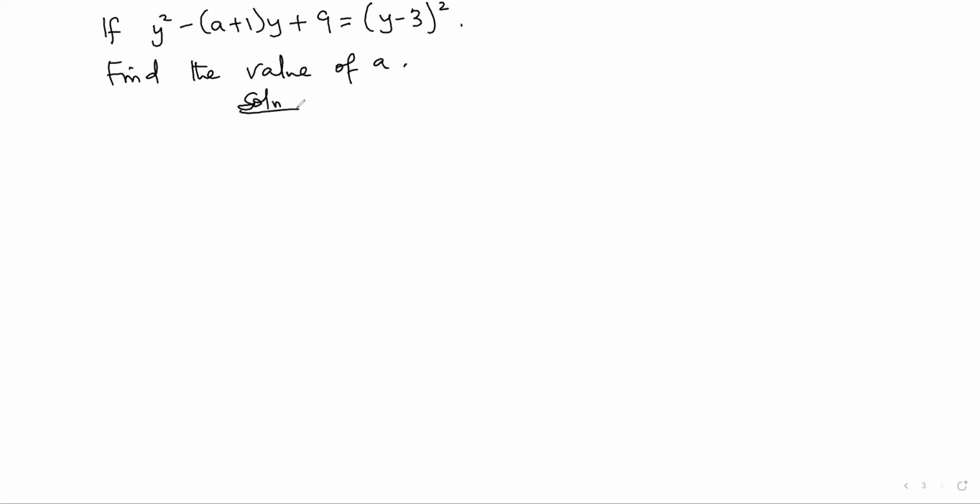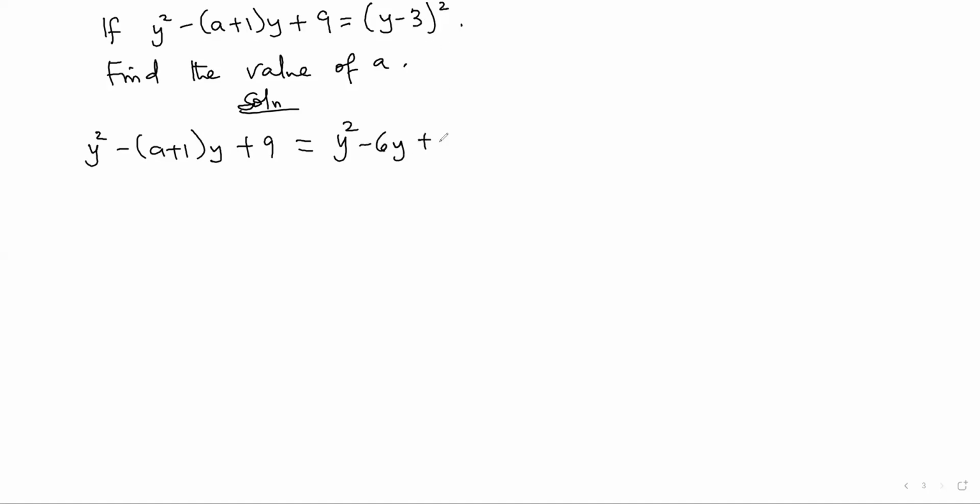So what we need to do first is to expand the right-hand side. So we have y squared minus (a plus 1)y plus 9. We need to expand the perfect square. So this will be y squared. Okay. So the first one squared, then y times minus 3, which is minus 3y, times 2, gives you minus 6y.